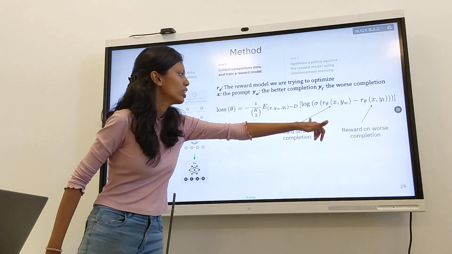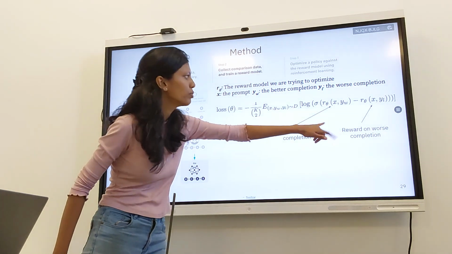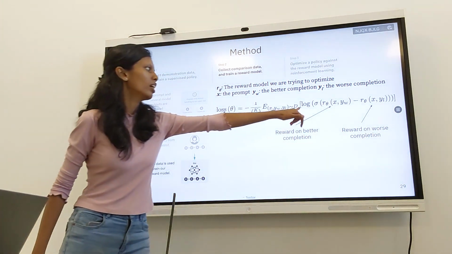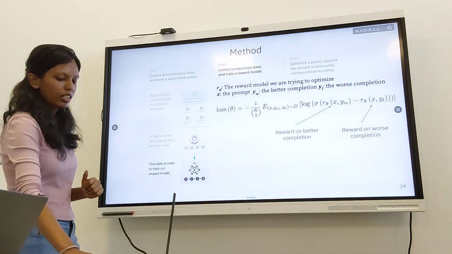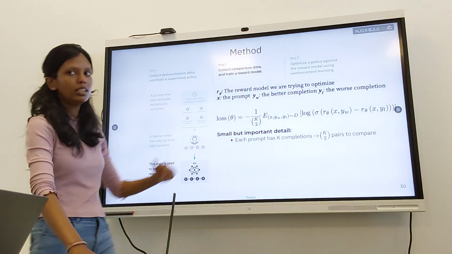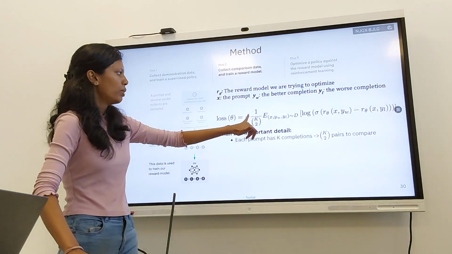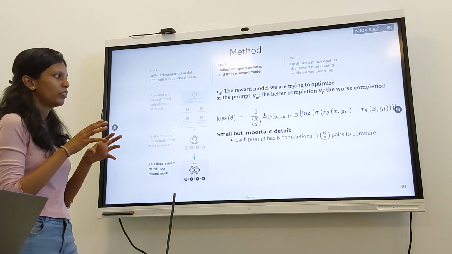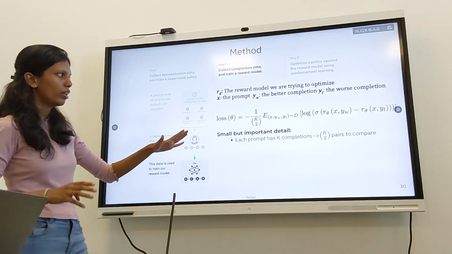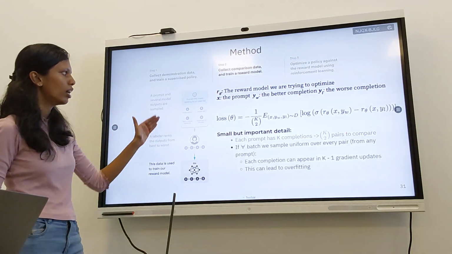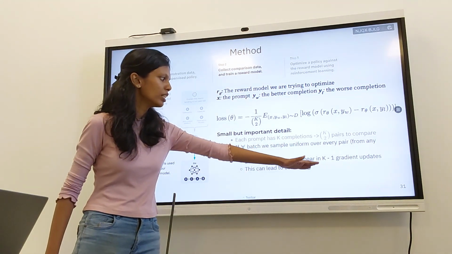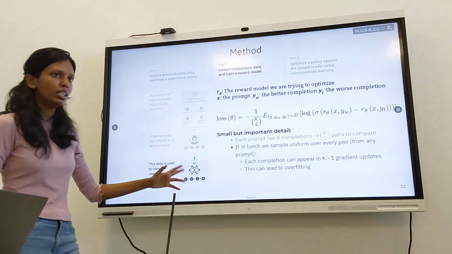They subtract the reward of the worse completion from the reward of the better completion and take the logits of it. Now I'll discuss this other part. This part is added because if we get 4 responses, we get 6 pairs. If we pass all those 6 pairs to this model and update the gradients, we will be updating 6 times for each prompt.